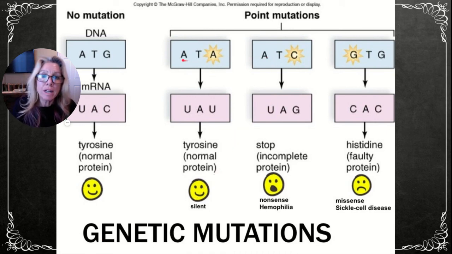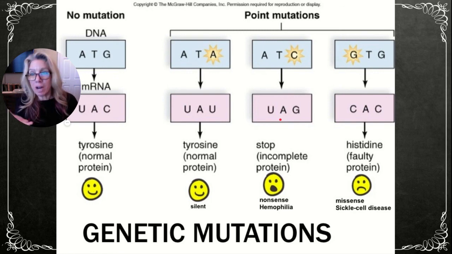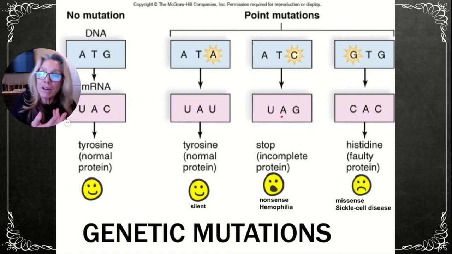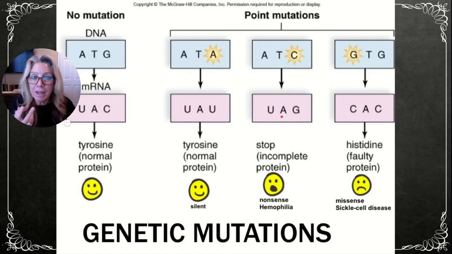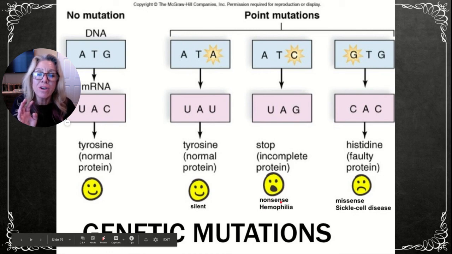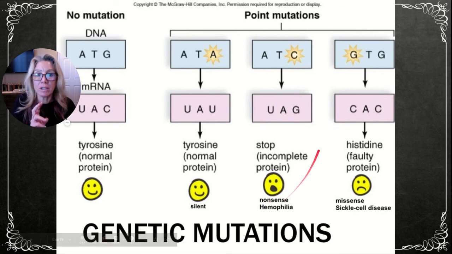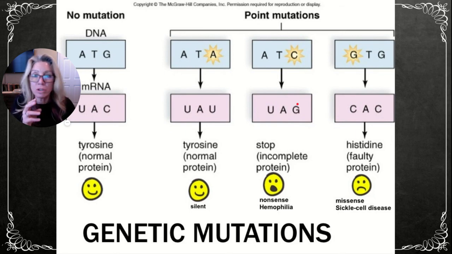Okay. In this one, instead of ATG, it is now ATC. And this is now one of our 3 stop codons. So now you're interrupting that sentence where it shouldn't be, and you have an incomplete protein. This is called a nonsense mutation, because we stopped right in the middle of our sentence where we shouldn't have.